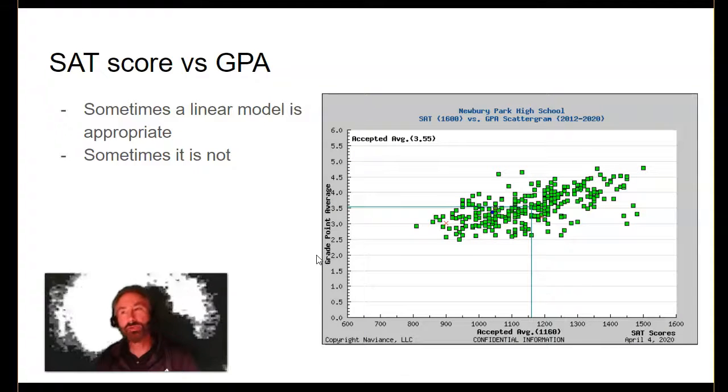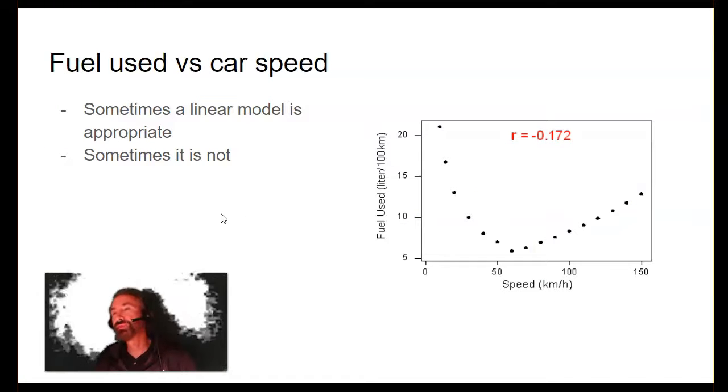Now, take a look. Here is a graph from Naviance, and you can see it is a scatter plot of SAT scores down here and grade point average up here. And you can see that it looks like a straight line would be a pretty good model for this data. Here I'd say a linear model is appropriate.